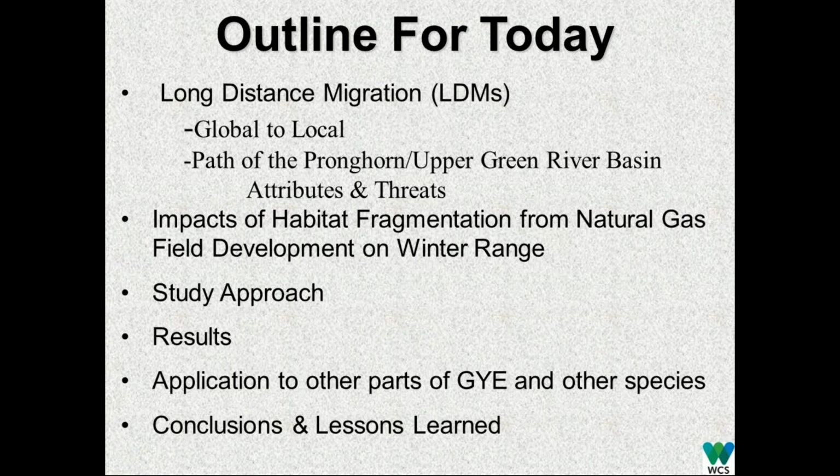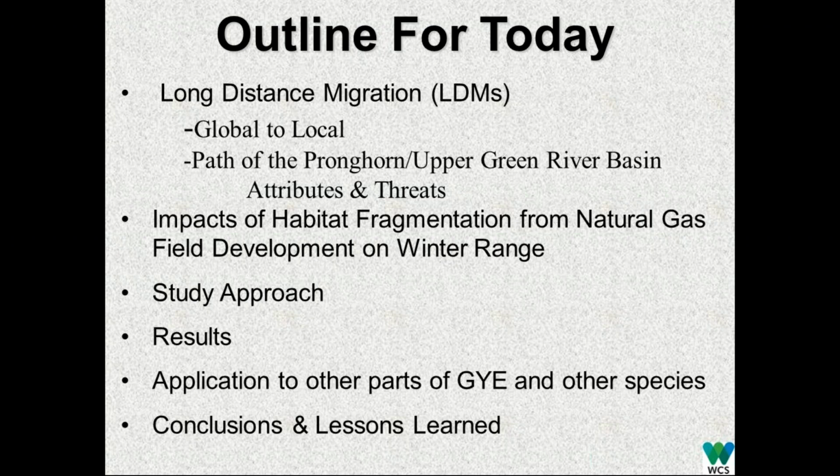So for today, I have several goals. First, I want to talk about long distance migration, focusing on terrestrial ungulates, although there's a lot of different taxa and species that undergo long distance migration. But for today, I'll focus on terrestrial mammals. And I want to put this a little bit in a global context before focusing on a more local context. And I'll focus on one particular migration that we focused on out of many that we studied for pronghorn in western Wyoming in the southern part of the Greater Yellowstone ecosystem.